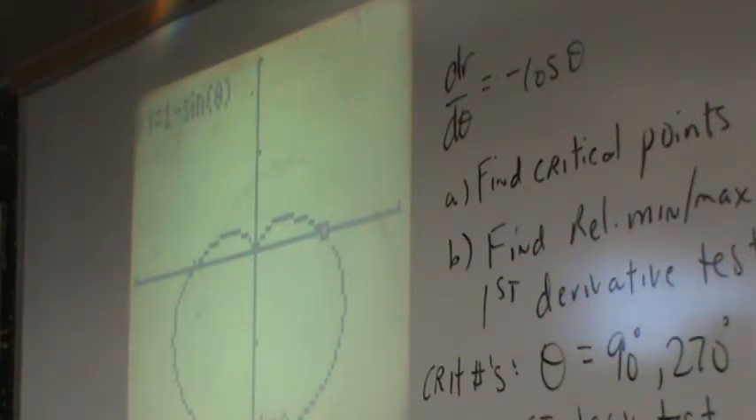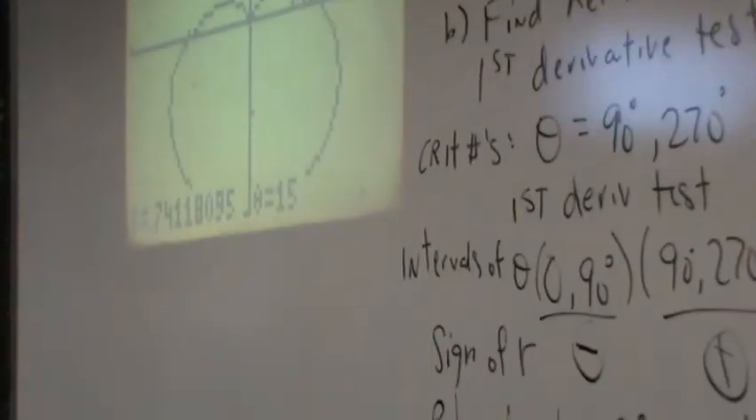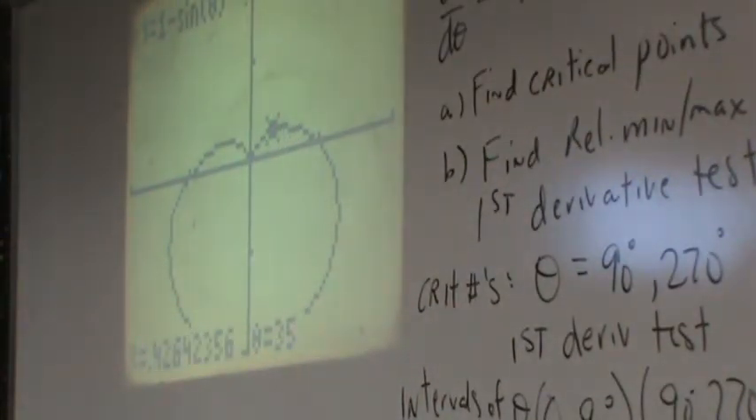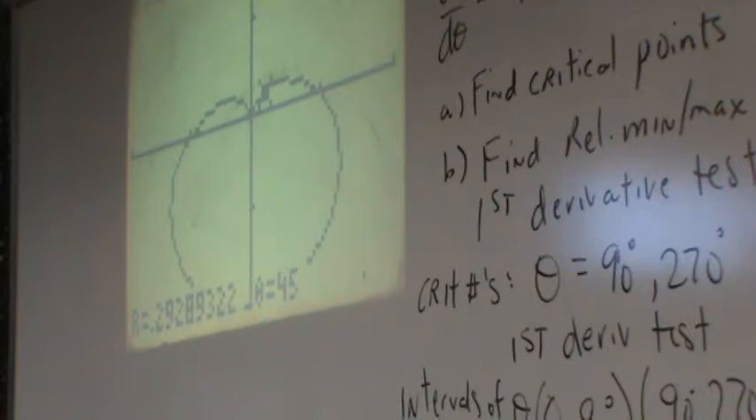And I want you to see what happens as I trace. Do you see how theta is going up by 5 degrees? And do you see how R is getting smaller and smaller as theta gets bigger and bigger? Maybe I can put this more in the center. Okay, until finally, when I get to 90 degrees, R is equal to 0. And now, as theta increases, R is increasing again. So I have a relative minimum at theta equals 90 degrees.